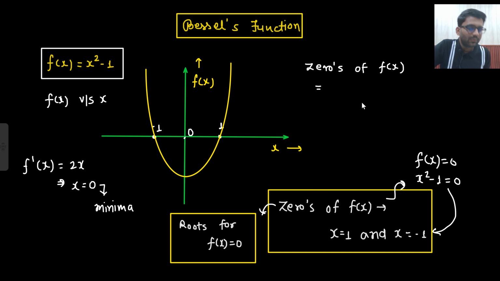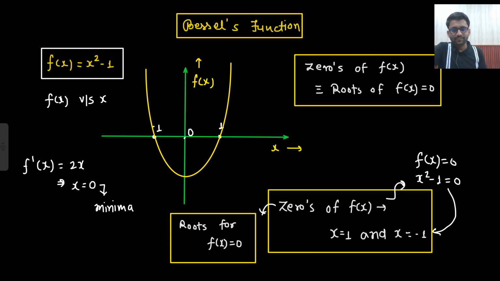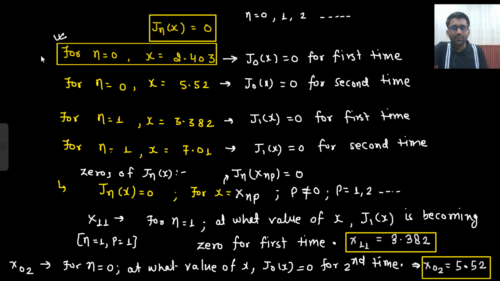Zeros of f(x) is equivalent to roots of f(x) equals 0. Say yes or no. So what did I say? If I need to read this line, how will I read this line?